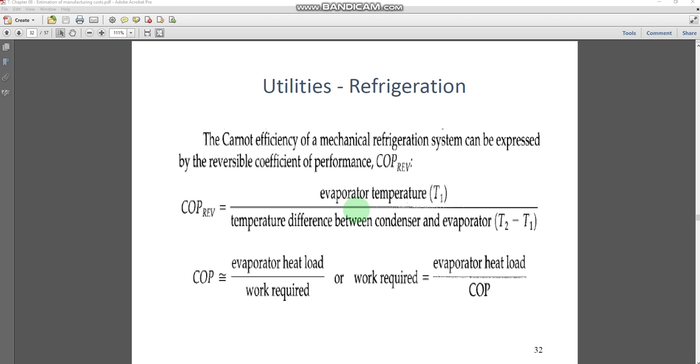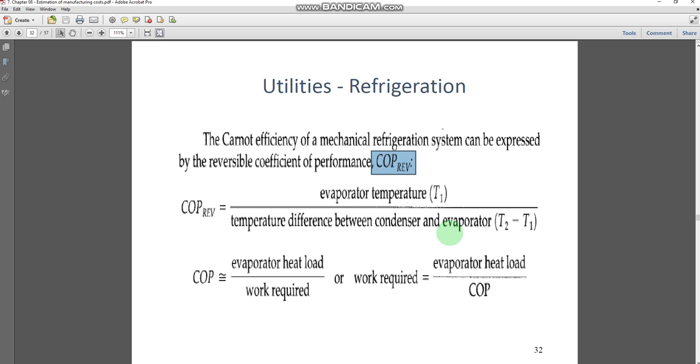Now how can you actually estimate the efficiency of the refrigeration cycle? The Carnot efficiency of a mechanical refrigeration system can be expressed by the reversible coefficient of performance. The coefficient of performance gives you an idea of how efficient any refrigeration cycle can be. The coefficient of performance for the reversible process is the ratio of the evaporator temperature divided by the temperature difference between the condenser and the evaporator.